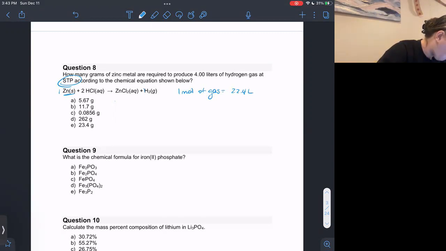Okay, so how many grams of zinc metal are required to produce 4 liters of hydrogen gas? Okay, so I know I have 4 liters.